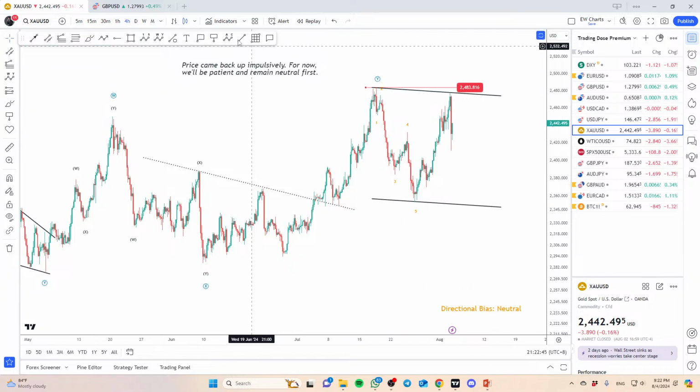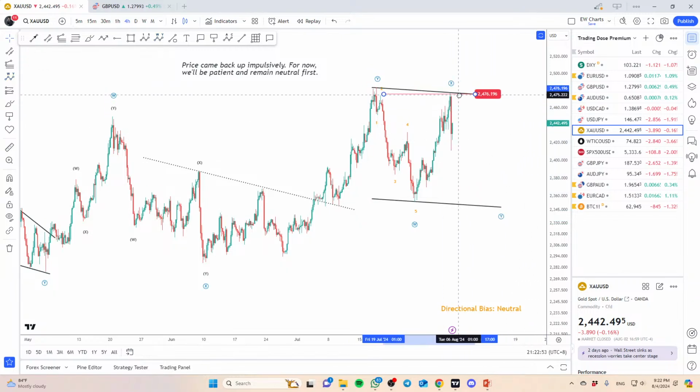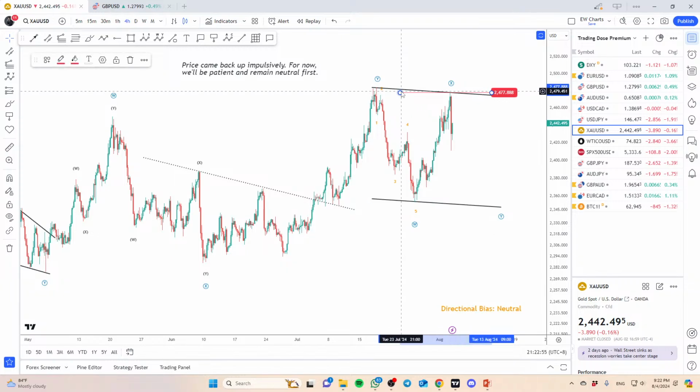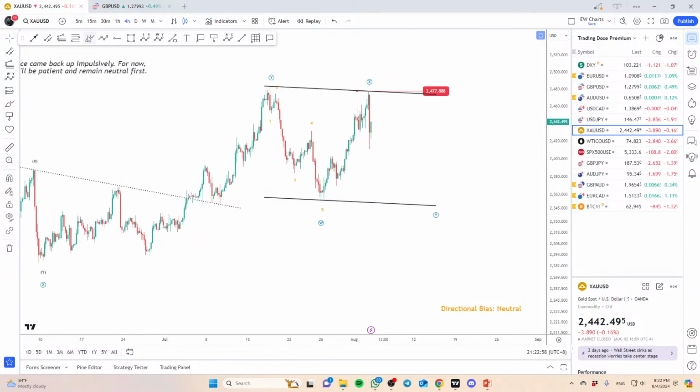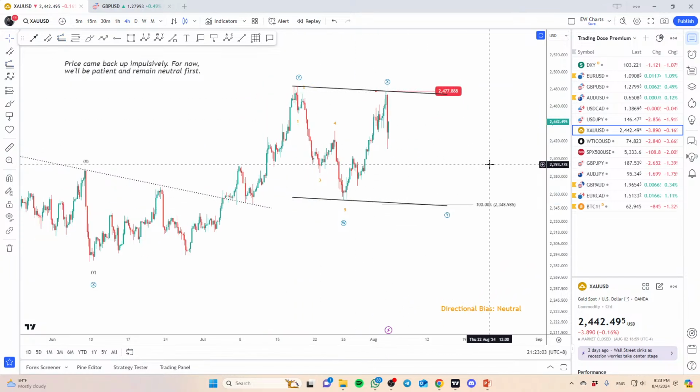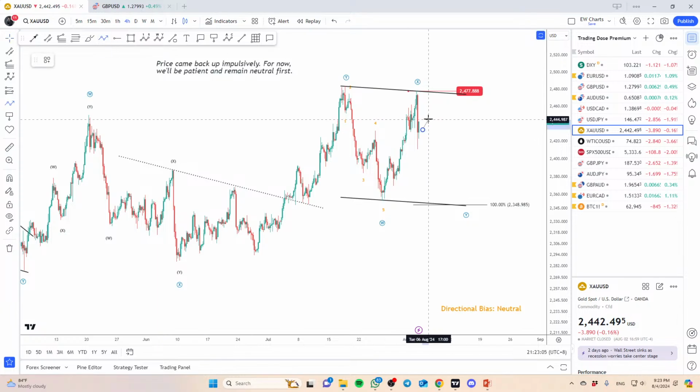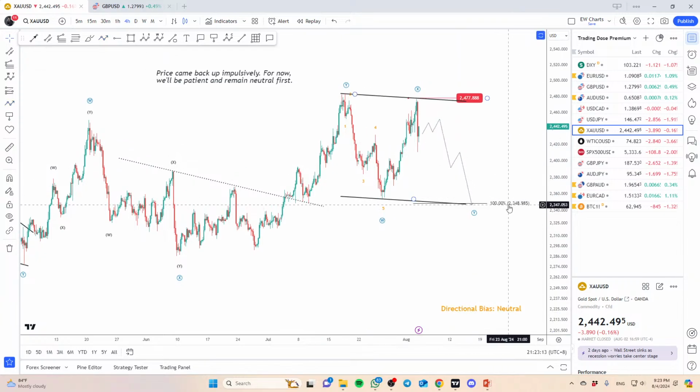So in a way, we have it as a 3-wave structure. You can call it A, B, C, or W, X, Y. Let me just readjust this a little bit. There's a good possibility we are looking at this cycle here. If that's going to be the case, then of course, in the short term we'll be more inclined to look out for a sell trade opportunity, targeting back at the 2350 area.